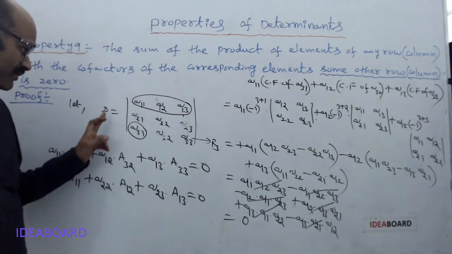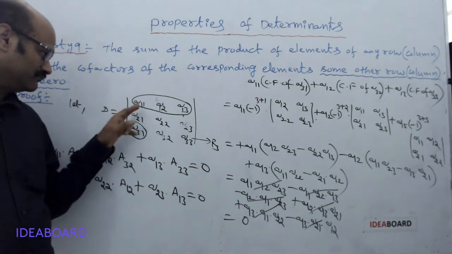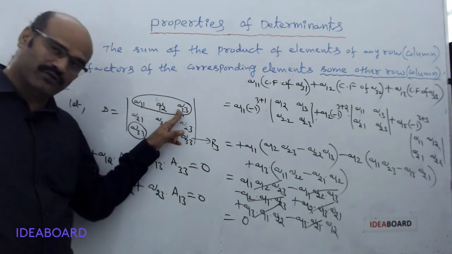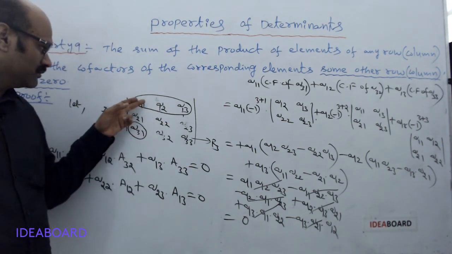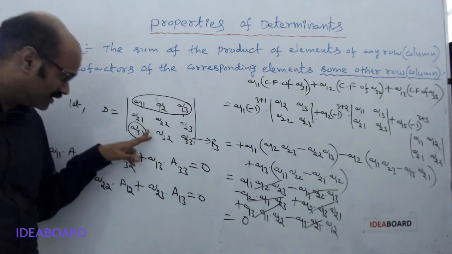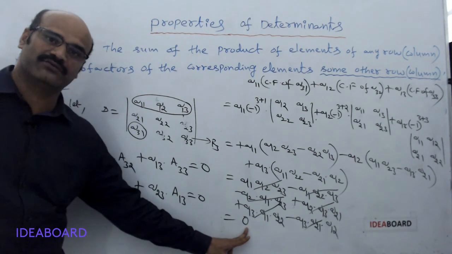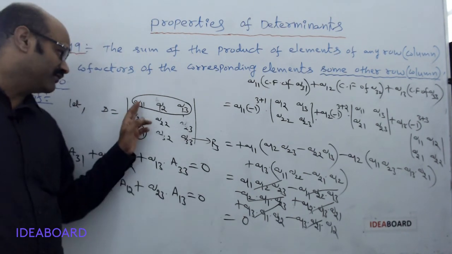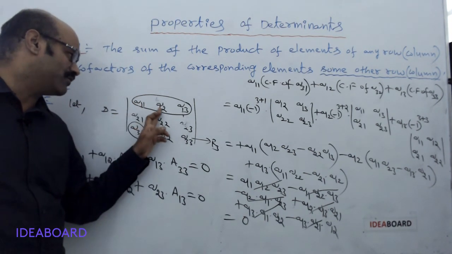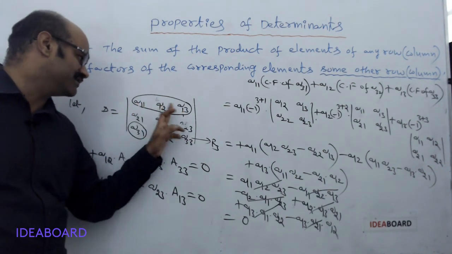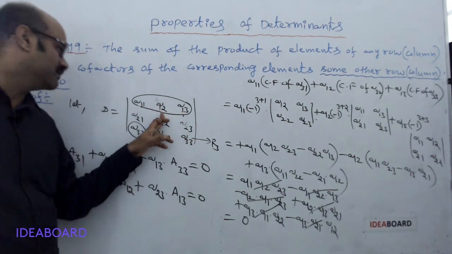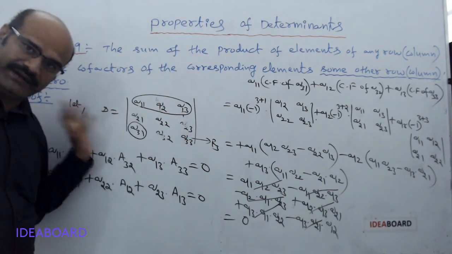So that whenever you multiply the elements of any row with the cofactors of any other row and then add it, the value will be always equal to 0. If you multiply with the same corresponding cofactors of elements of this row, we will get determinant of that matrix.